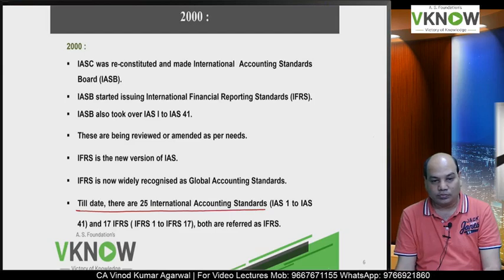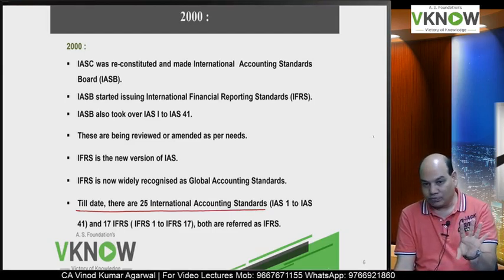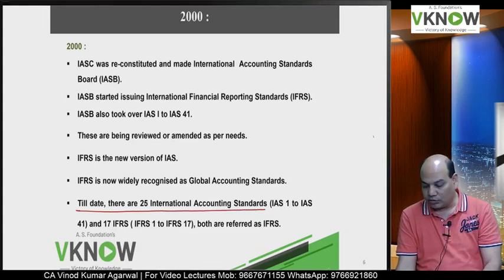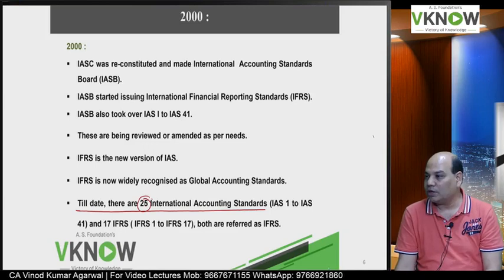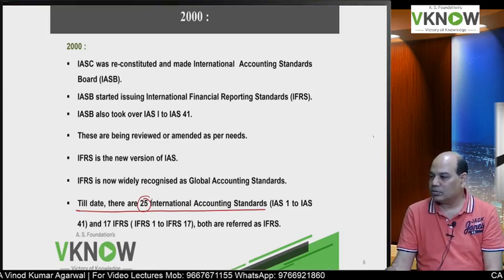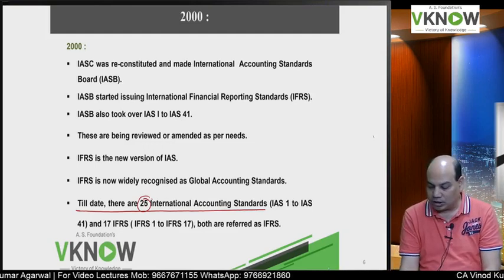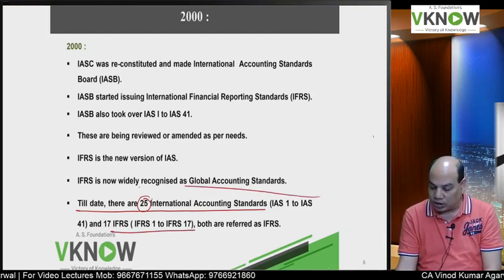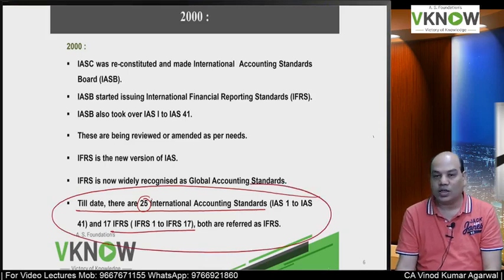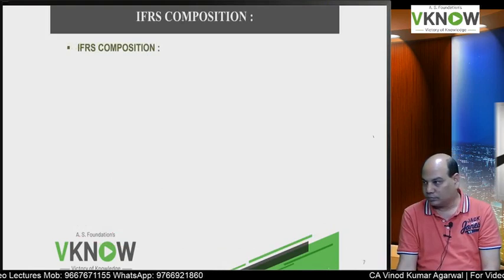So right now, which standards, how many standards are in effect? IAS 1 to IAS 41, but under that only 25 are effective. Many IAS have been deleted. Okay, and IFRS 1 to 17 are effective. Both together are known as International Financial Reporting Standard.